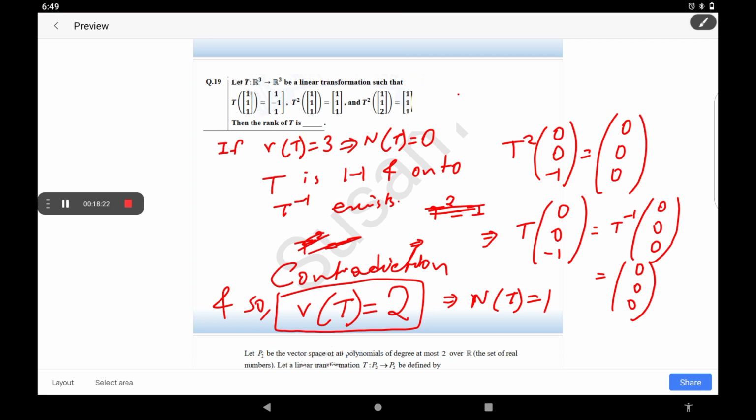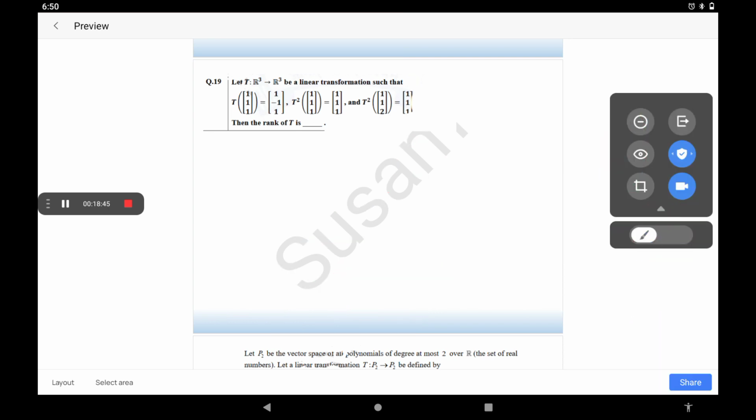So T of this is this. But as T is 1 to 1, so T inverse is also 1 to 1. So T inverse of 0 is nothing but 0. But as you are getting T of some element other than 0 is 0, so nullity of T must be 1. It cannot be 0. That's why the contradiction is coming. Okay.